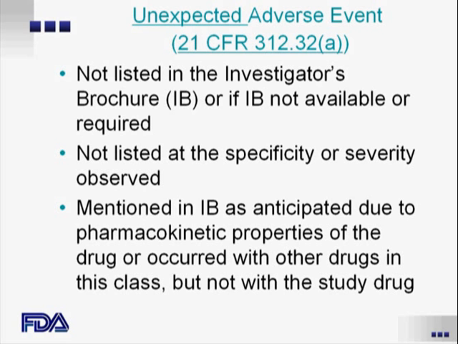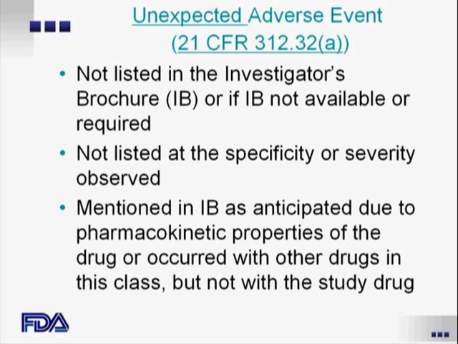So an unexpected adverse event is an adverse event that is not listed in the investigator's brochure, or if the investigator's brochure is not available, then basically the package insert, for example. It's also not listed with the specificity or severity observed. For example, you will have a term of hepatitis listed in the brochure, but what you're observing currently in the patient is hepatic necrosis. So even though it's the same organ, and the abnormalities are sort of similar, it's a different level of severity, so this would be considered an unexpected adverse event.